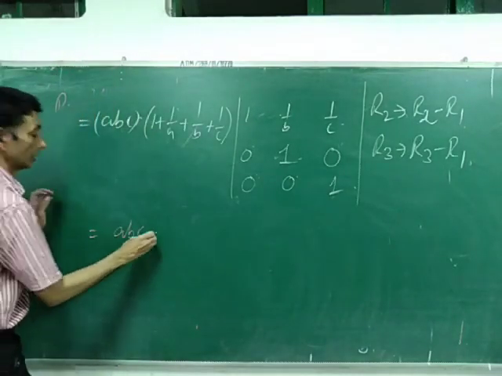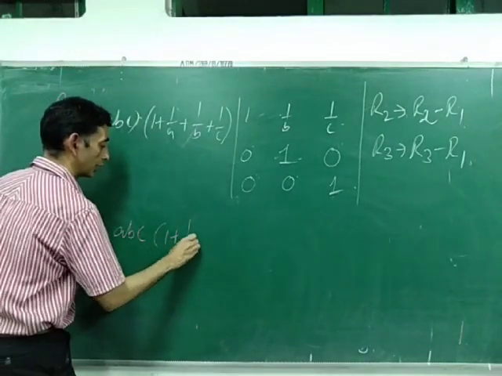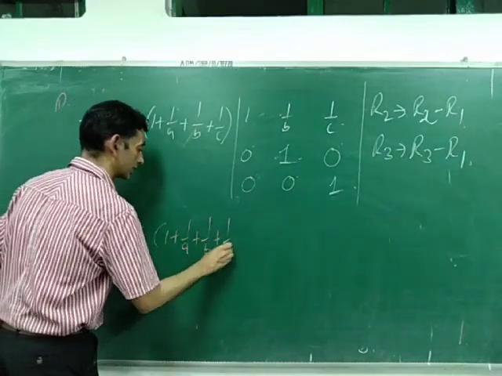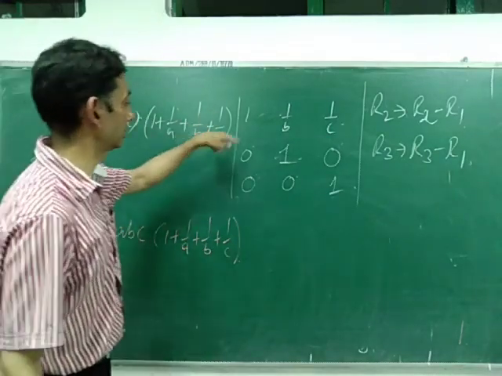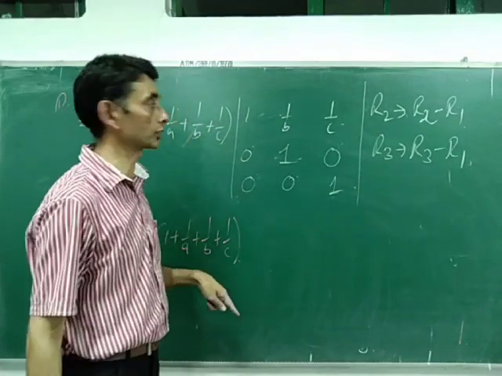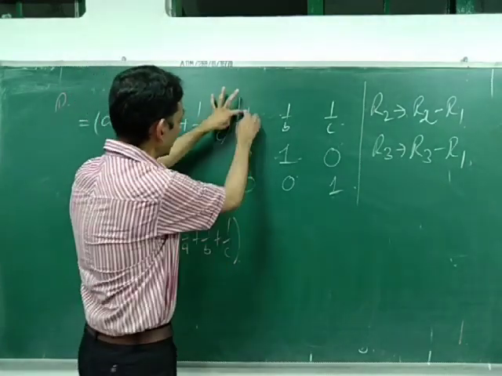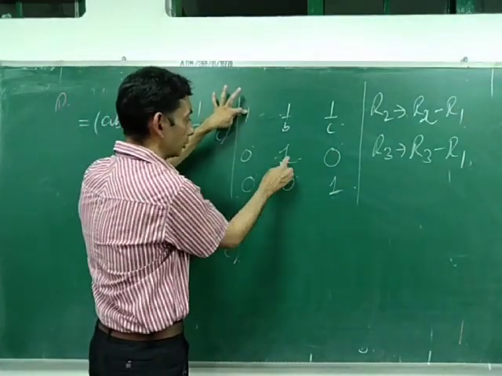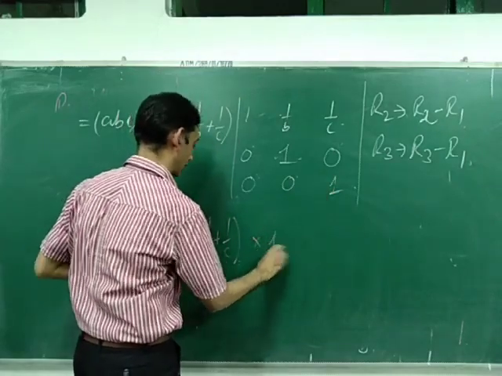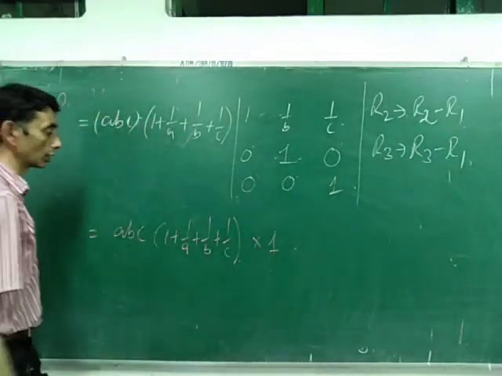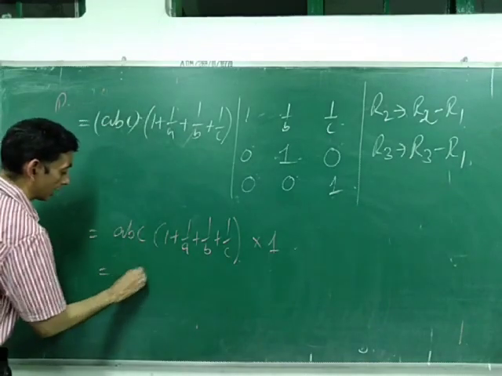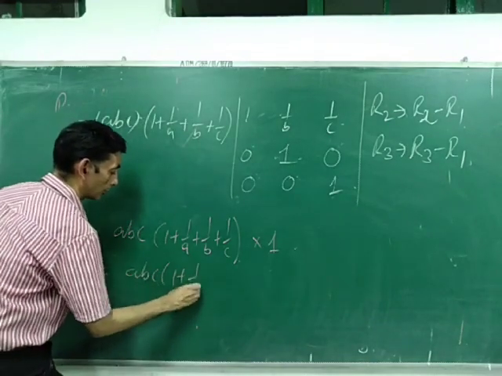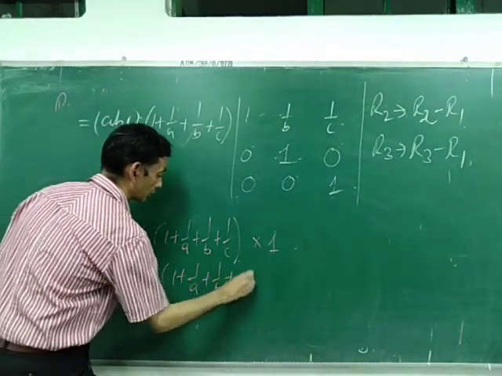A, B, C, then 1 plus 1 by A plus 1 by B plus 1 by C. We are going to expand along the first column. If you expand along the first column, only along 1 you need to multiply 1 into 1, so it will obviously be 1. So finally you got the answer, that is equal to A, B, C, 1 plus 1 by A, 1 by B plus 1 by C.